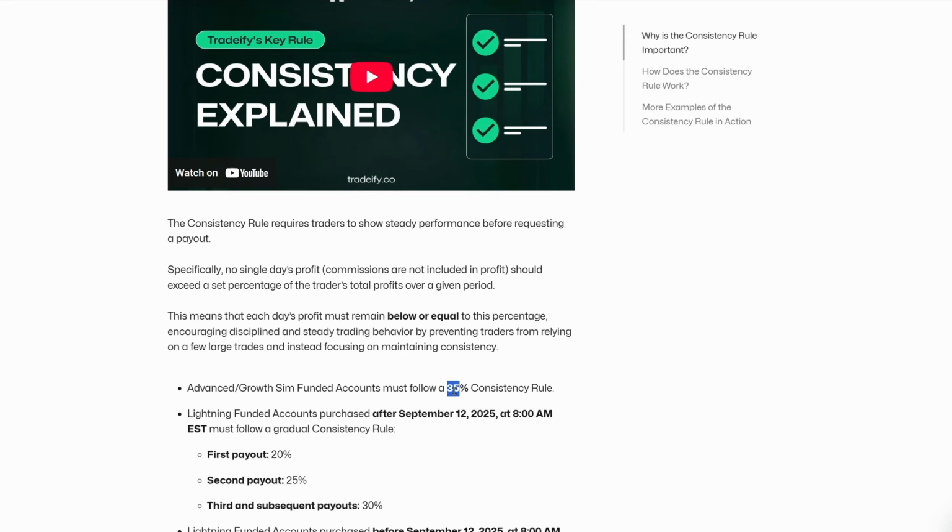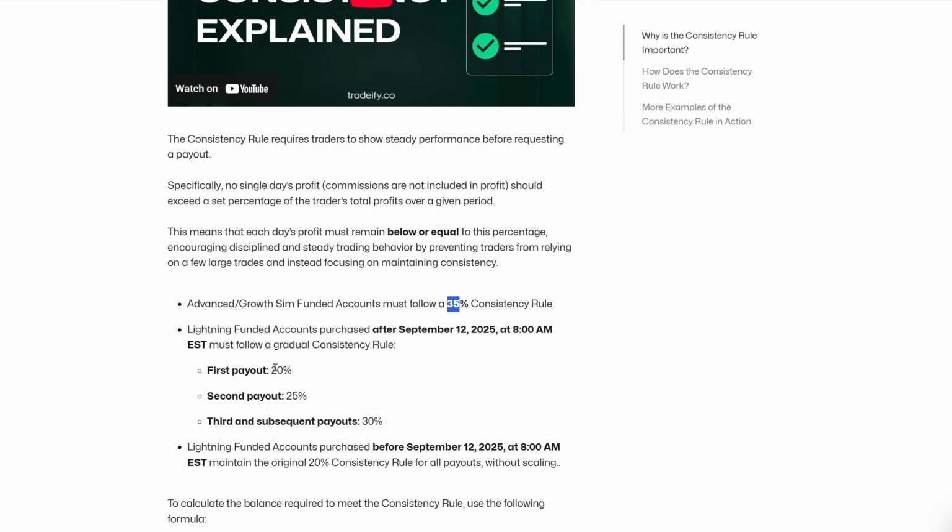Now, if you're trading the Lightning Funded accounts, be mindful. The consistency rule for the first payout is 20%. Second payout, they bump it up a little bit to 25%. In the third payout, they bump it up to 30%. And I'm glad I'm actually going over this right now because I forgot all about that. However, in the growth account, it's always going to be a 35% consistency rule.